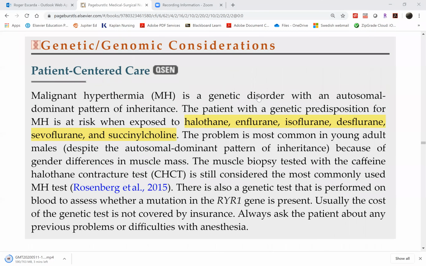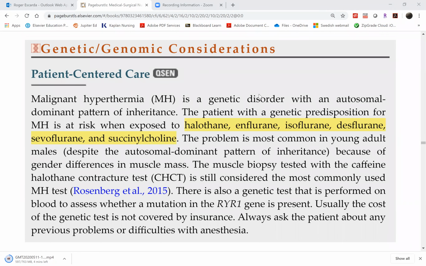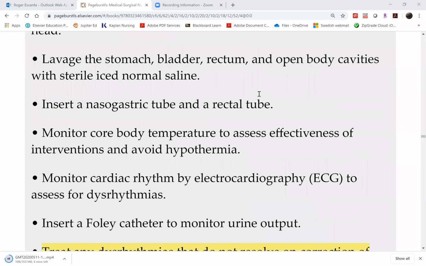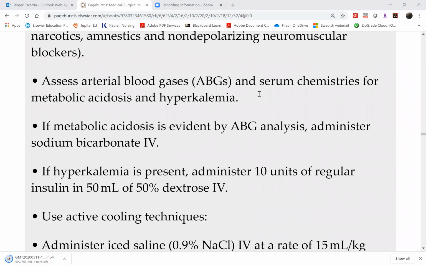So this is very rare. However, it is very fatal when it does occur. So it pays to prepare just the same. So back to what it is. So how does it kill the patient?